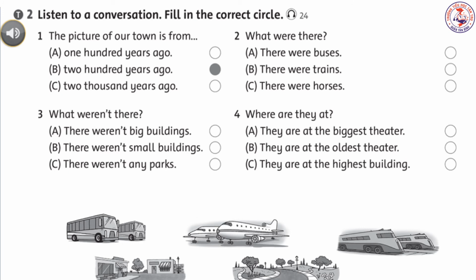There were many shops and markets. Were there any hotels or parks? Of course there were, but there weren't any big buildings. Oh, but I think there was a lot to do. 3. What weren't there? A. There weren't big buildings. B. There weren't small buildings. C. There weren't any parks.